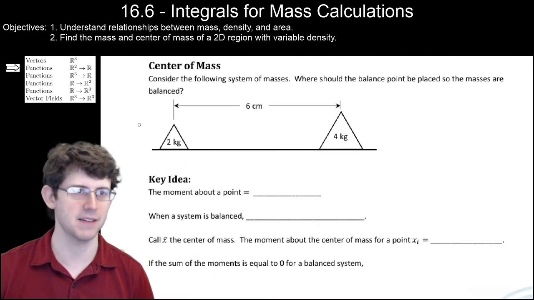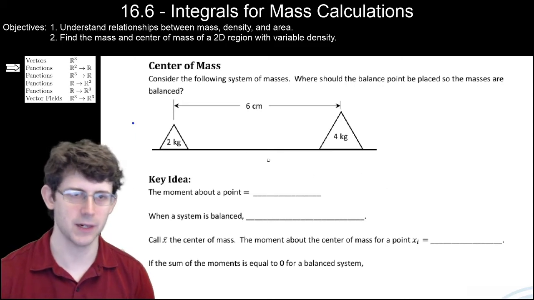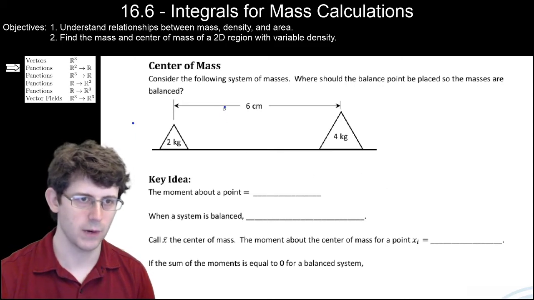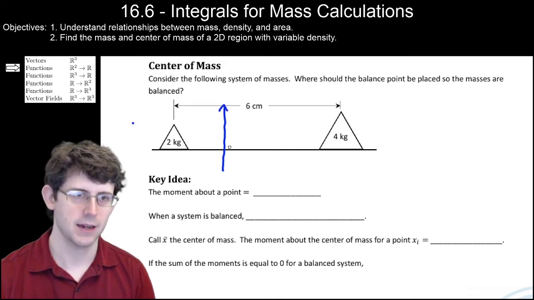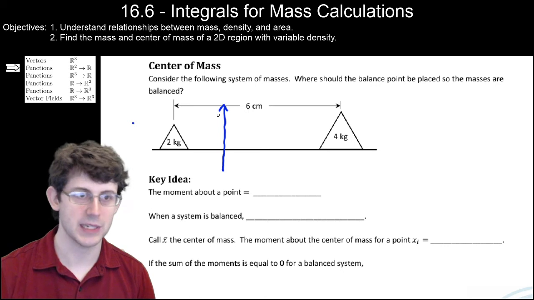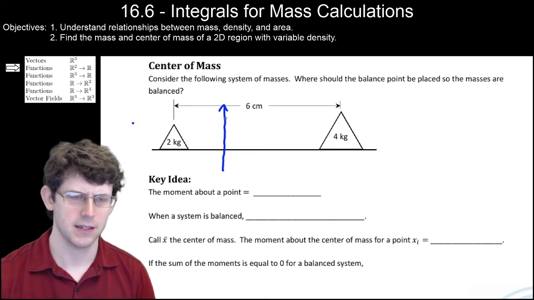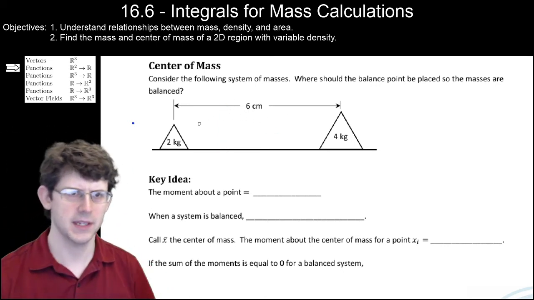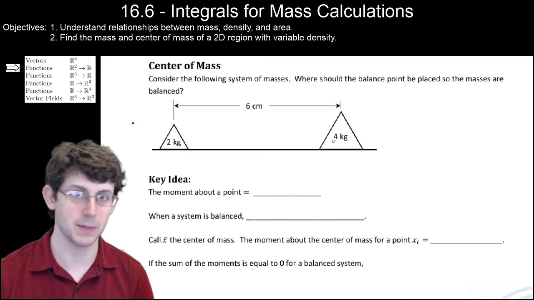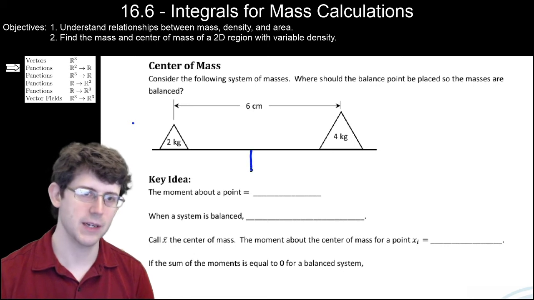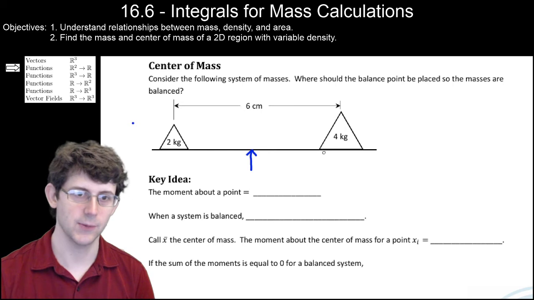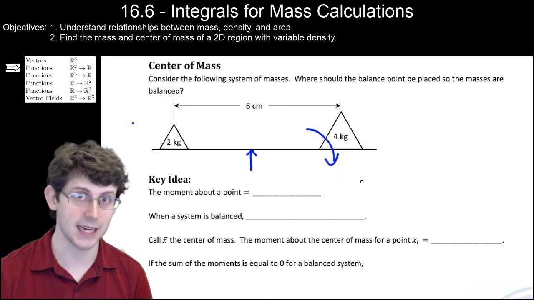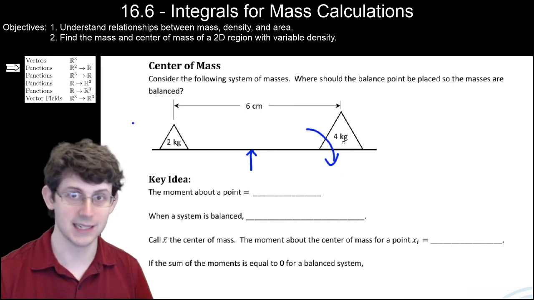Okay, how does the center of mass work? So the way center of mass works is you try to pick a point where the moment of the system about this point is 0, which means that it will balance about this point. So let's see. These two objects are 6 centimeters apart. One of them is 4 kilograms and one of them is 2 kilograms. If I try to balance this shape right in the middle, it will tip toward the 4 kilogram side because the 4 kilogram side is heavier.